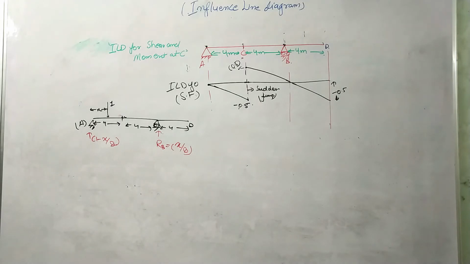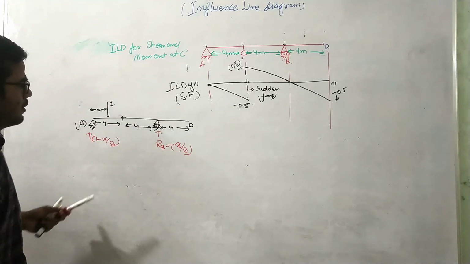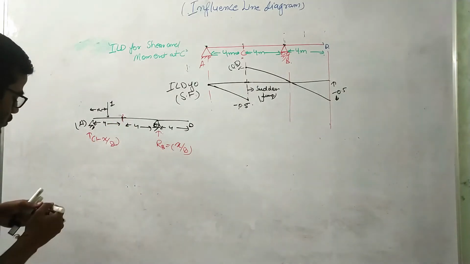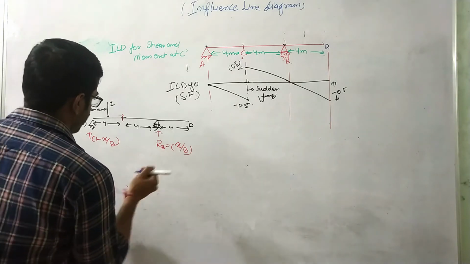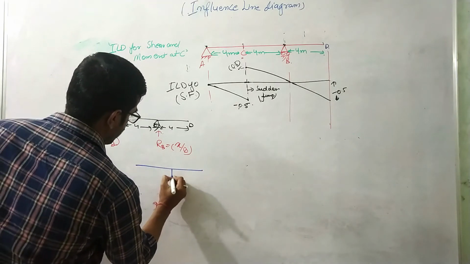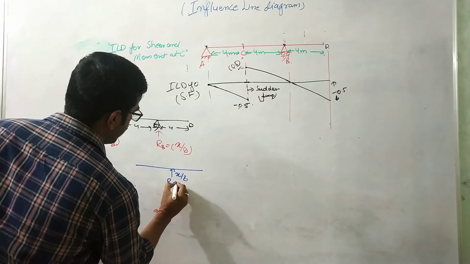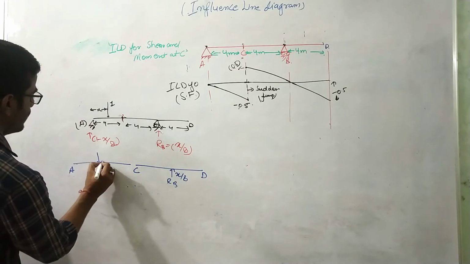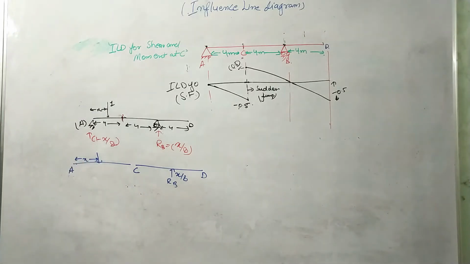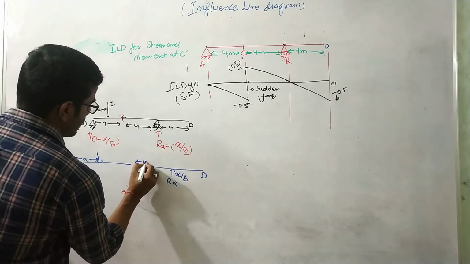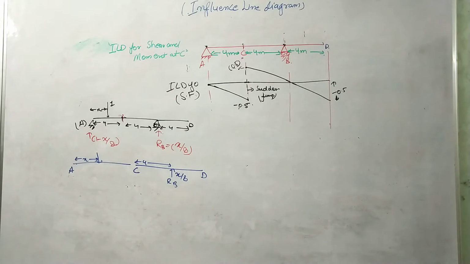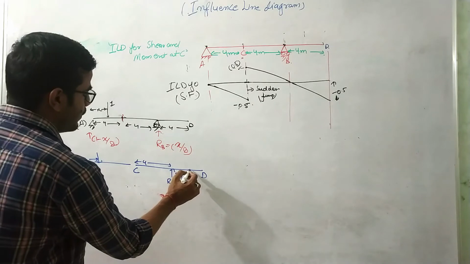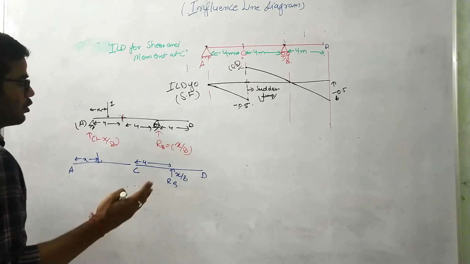So now what I will do over here, I'll again cut the beam at section C. So the beam will look like this. Here one force x by 8, that is RB. This is point D, this is point C. And again this is point A, this is the unit load at a distance of x, right? If I want to find the moment about C, this beam needs to be in equilibrium, force equilibrium and moment equilibrium.